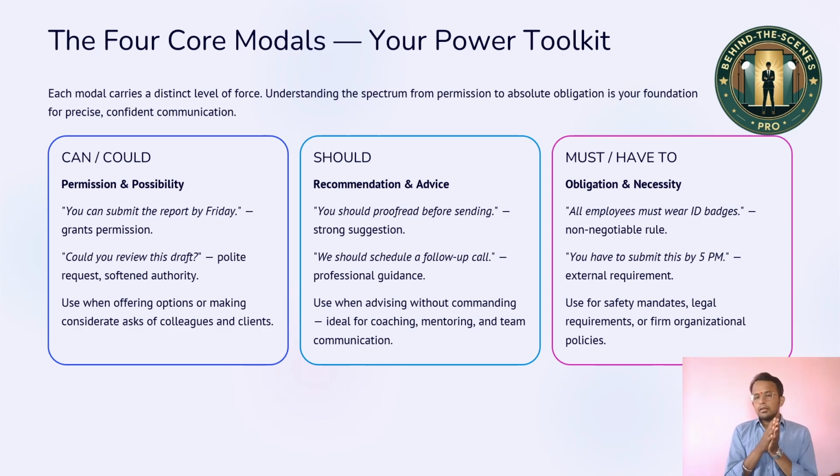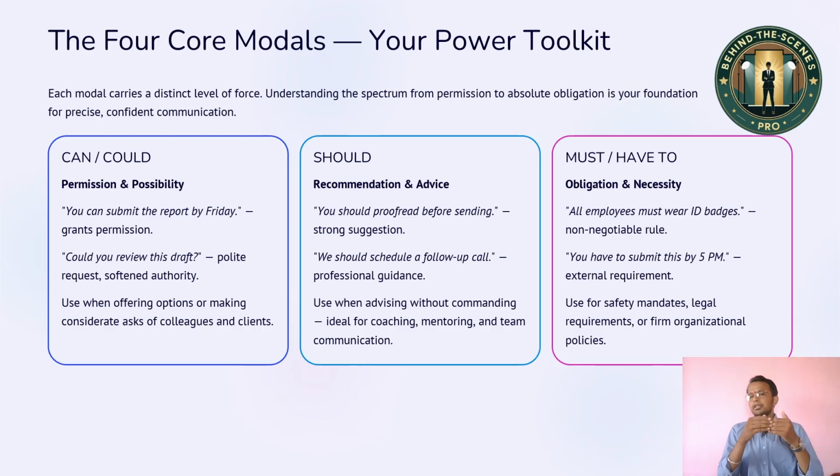And last one, which is must or have to. For example, all employees must wear ID badges. Non-negotiable rule. You have to submit the report. We have seen this example, right? You have to submit this by 5 p.m. Might be the external requirement. Getting the point? When it is non-negotiable, you can use must.